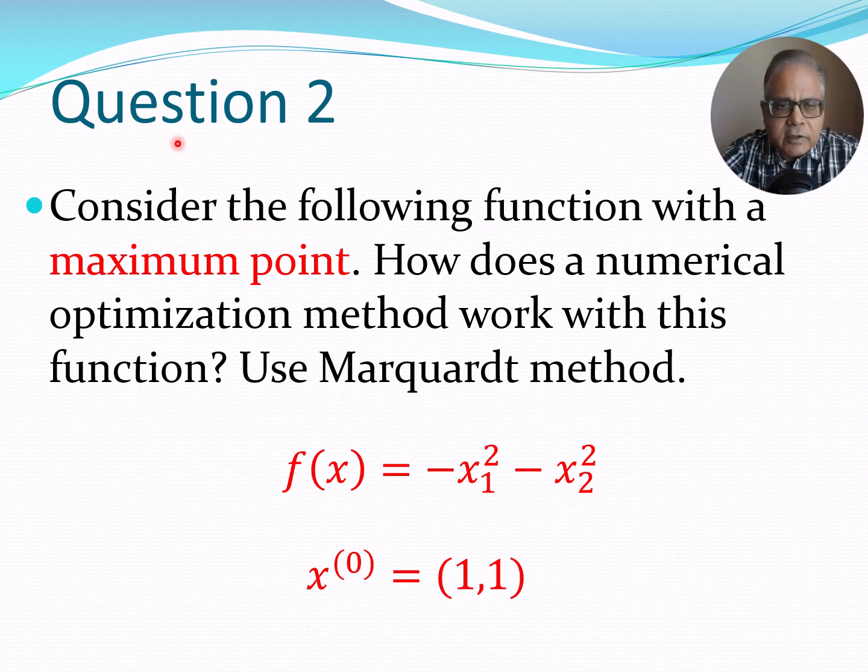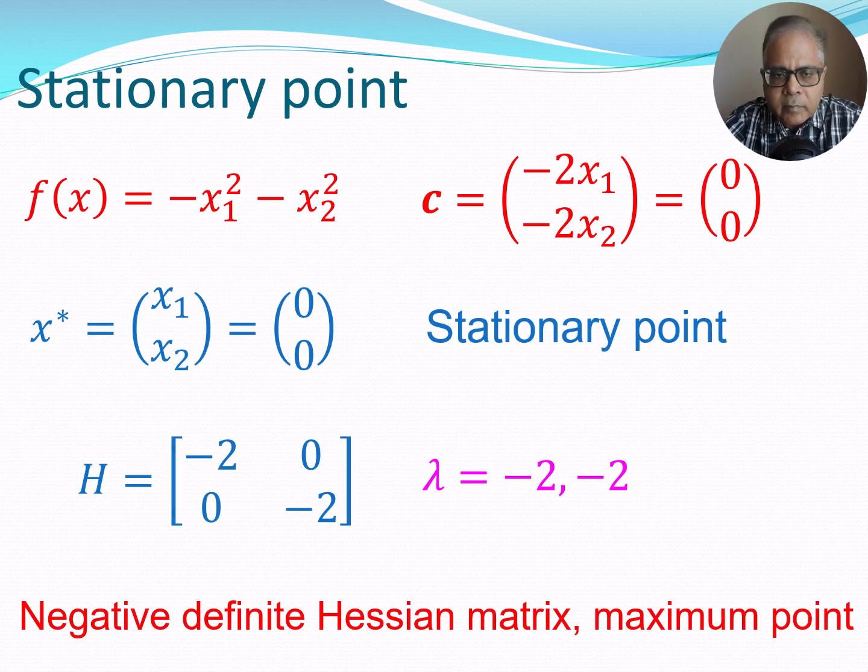Now let's look at the second question, which is what would happen if we have a function which has a maximum point? How would a numerical optimization method typically work with this kind of function? And we use this function here, f of x is minus x1 square minus x2 square. You can clearly see that when both these numbers are 0, that's the maximum point. At all other points, this is going to be a negative number, so it's going to be below 0. Let's start with this point 1, 1.